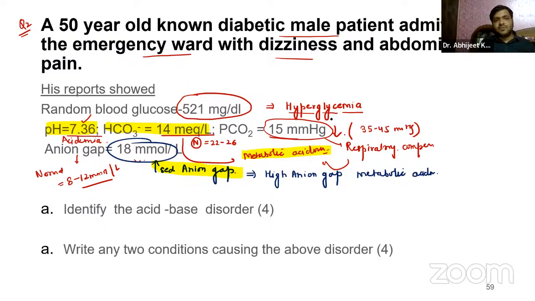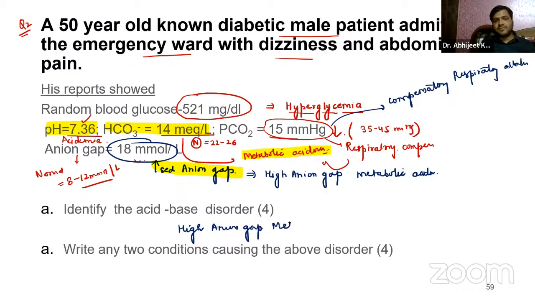And low levels of CO2, guys, indicate compensatory respiratory alkalosis. So over here, the answer will be, guys, the acid-base disorder is high anion gap metabolic acidosis, right? And now they're asking the second question: mention any two conditions causing the above disorder.